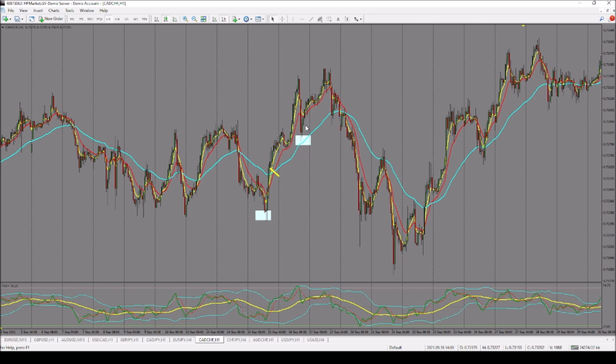So your entry will be after candlestick rejection of the 50 EMA. In this case, we can see that there was an inducement. After that inducement, the market came back to the 50 EMA, showed us signs of rejection of the 50 EMA, and then went up. Our 50 pips was definitely going to be hit.